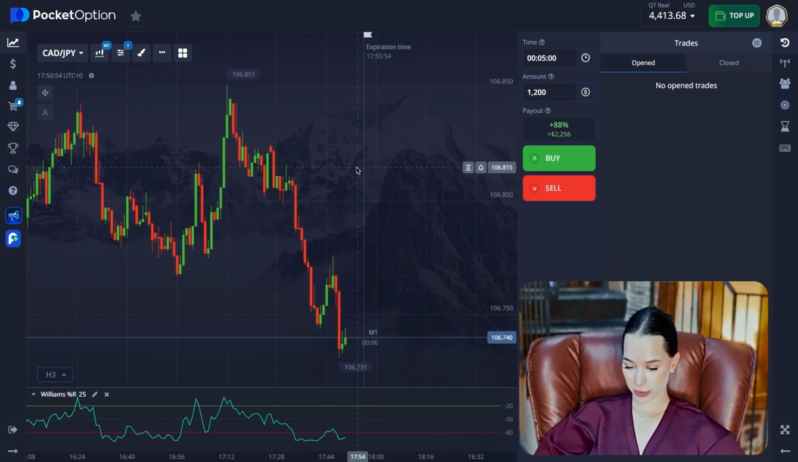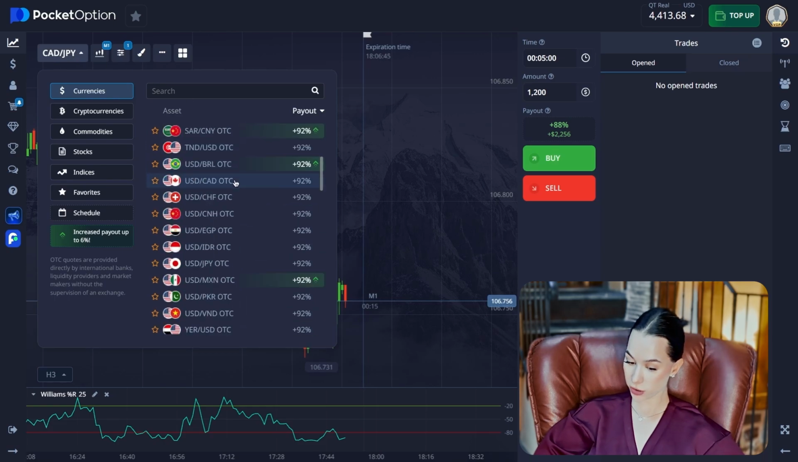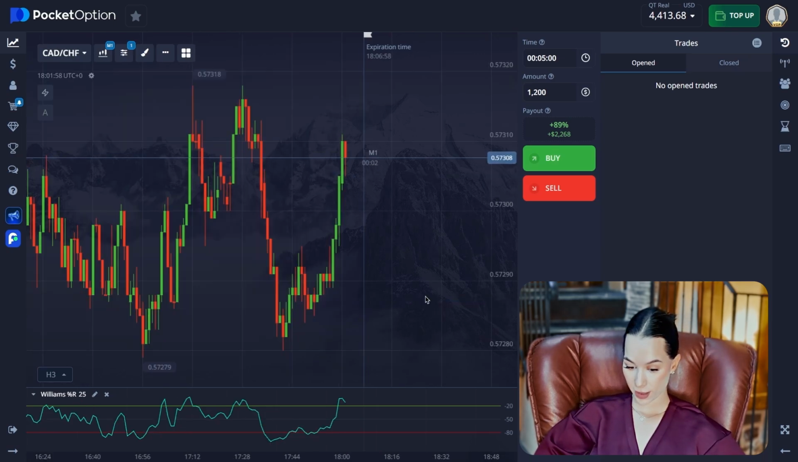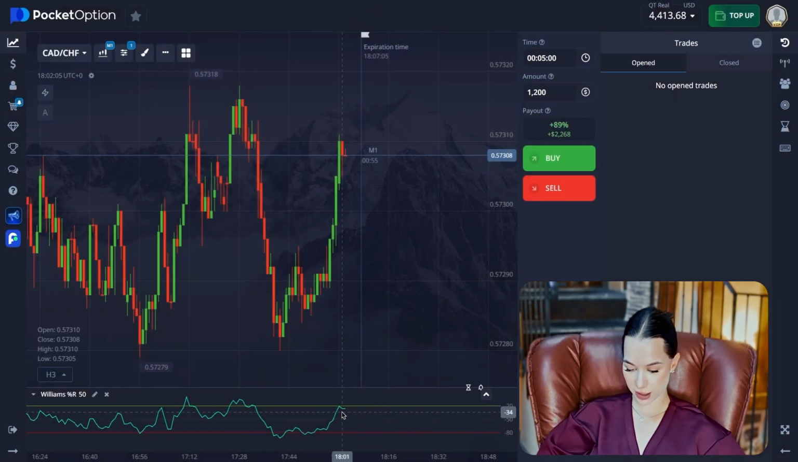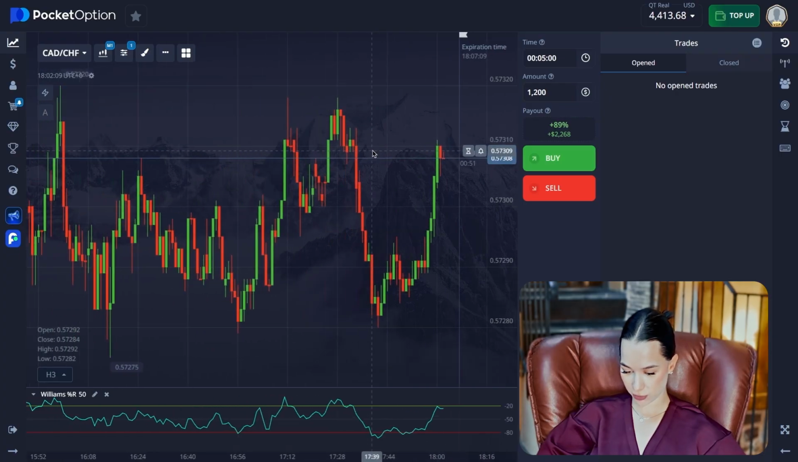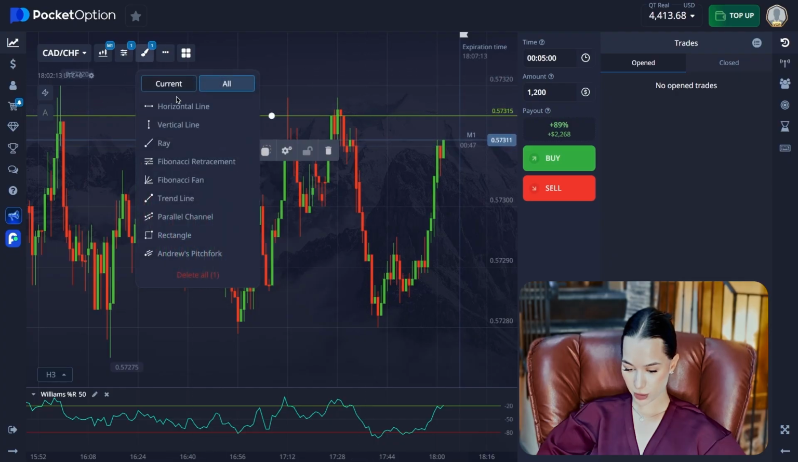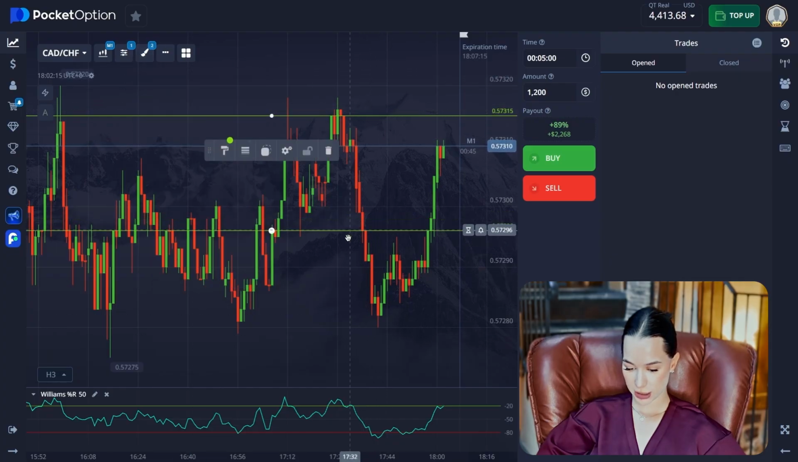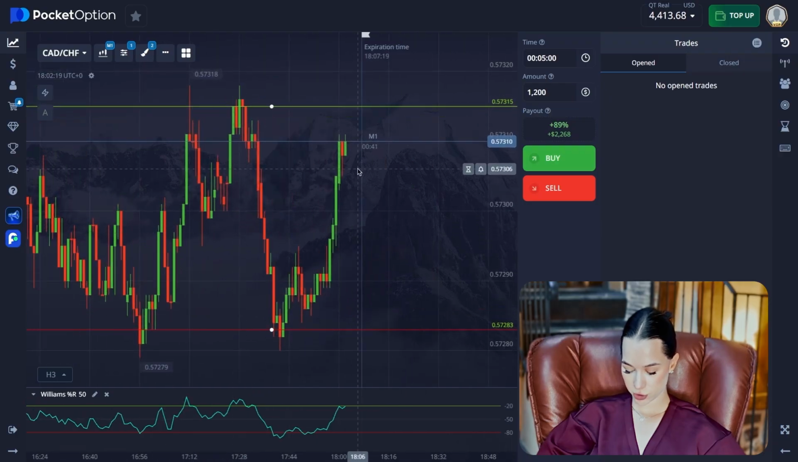So we change our amount of money per trade, and we're gonna check out some other currency pair. For example, Canadian dollar and Swiss franc. Okay, let's change the period here to 50, click save. And we see that now our price started going in the downward direction, forming some reversal pattern. Before, the resistance level was here, the support level was here. We're gonna change the color. So we're waiting for a good entry point.